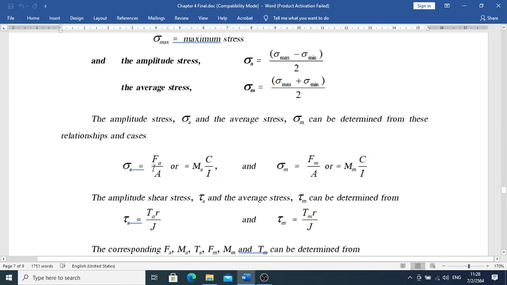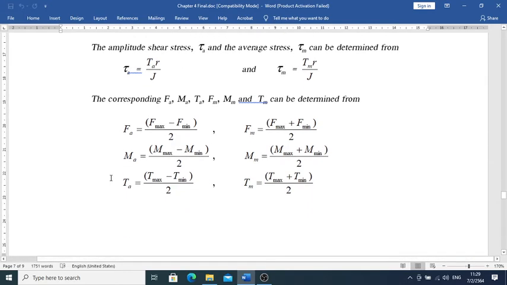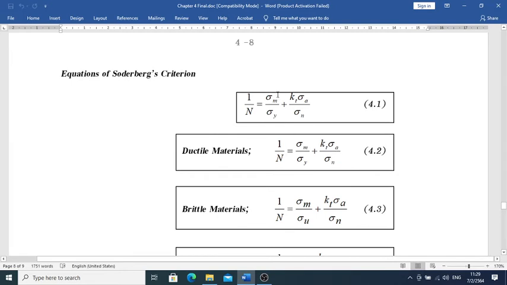On each of the corresponding, sigma_a is going to have F over A, M times C over I, and then tau is going to be torque times R over J, things like that. Sorry, M times C over I, respectively. Okay, and then for the Soderberg, for the sigma all the way, it is 1 over n, and sigma_m over sigma_y, and k_t is sigma_a over sigma_n is 451.